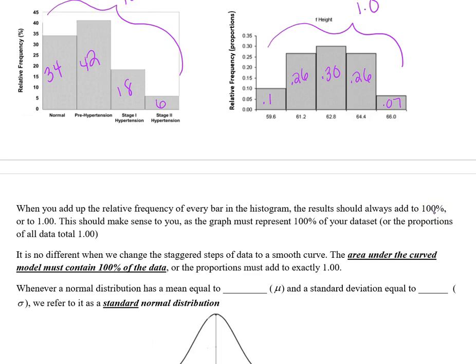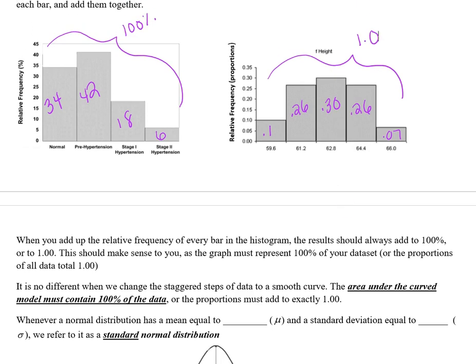It's no different than if we change the staggered steps of data to a smooth curve. Essentially what I mean by that is if each of these were a little bit thinner, maybe they represented less data values per interval, you'd imagine that it would start to make more of a smooth curve, and it would still always add to 1.0. If you're having trouble visualizing what I'm talking about when I say that the bars are going to get thinner and represent smaller intervals, I have a little applet to show you that might help with that visual.